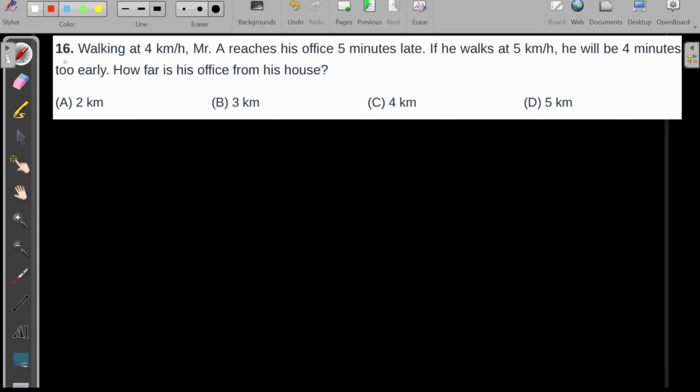Now let's move on to question number 16. Now from the question, walking at 4 km per hour. On the question given, walking 4 km per hour. So this is the speed. Mr. A reaches his office, let me write here, office 5 minutes late. 5 minutes late.